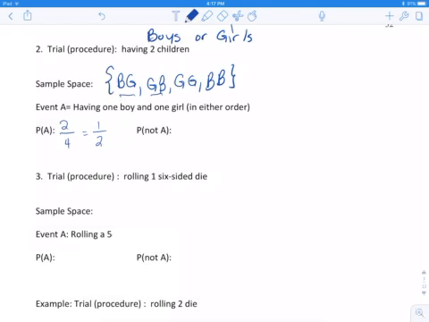Now, P of not A would mean not having a boy and a girl. So we could either just count, well, there are 2 ways that can happen. So again, it would be 2 over 4. Or we could take 1 minus 1/2, the probability we just found, which again would be 1/2.